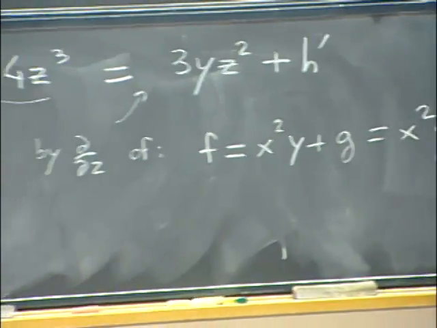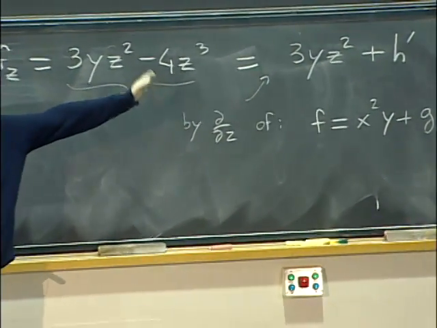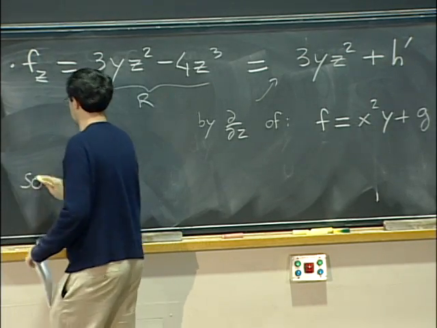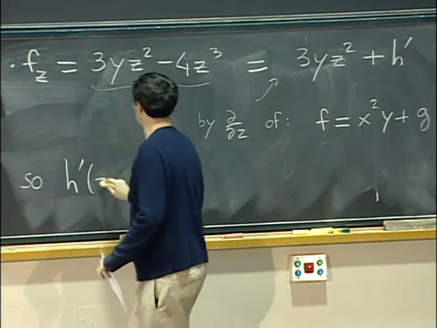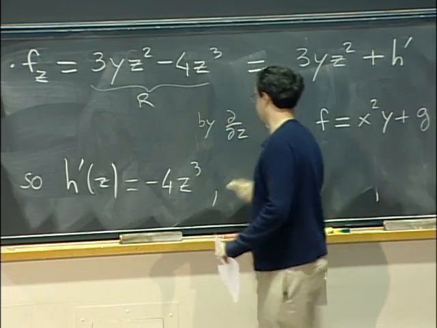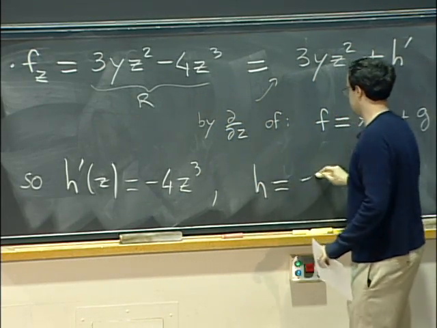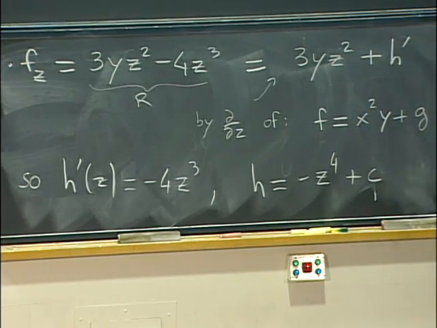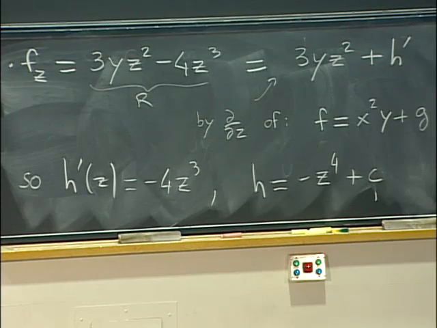Okay, so now if we compare these two, we'll get the derivative of h. It will tell us that h prime is negative 4z cubed, and that means that h is negative z to the 4 plus a constant. And this time it's at last an actual constant, because it doesn't depend on z and there's nothing else for it to depend on.